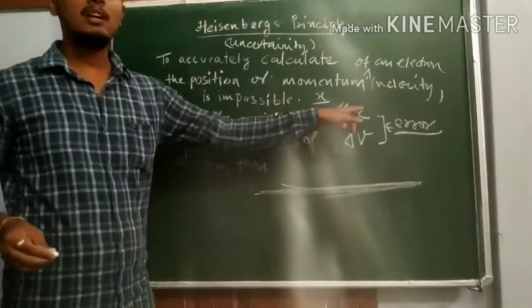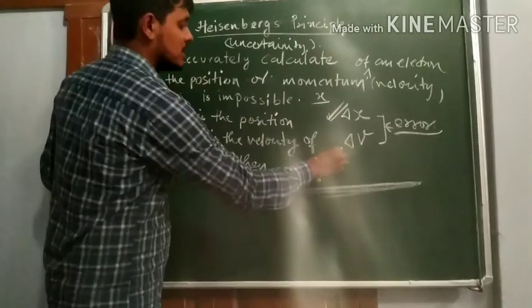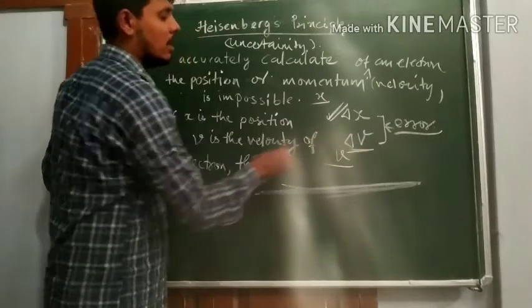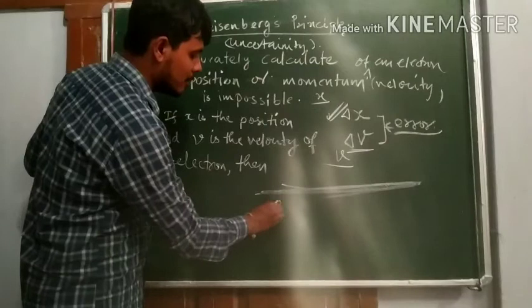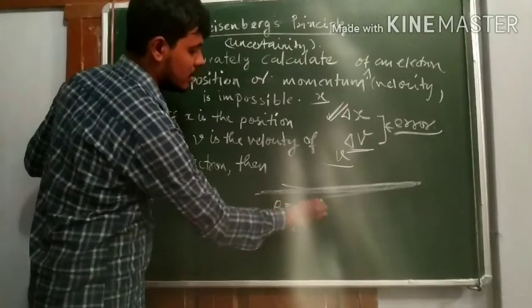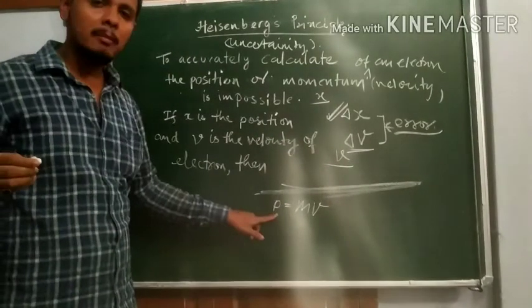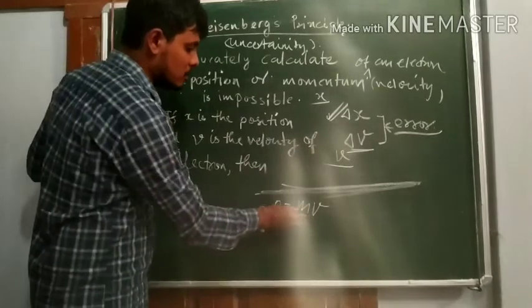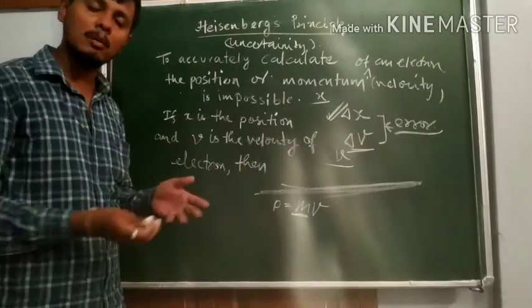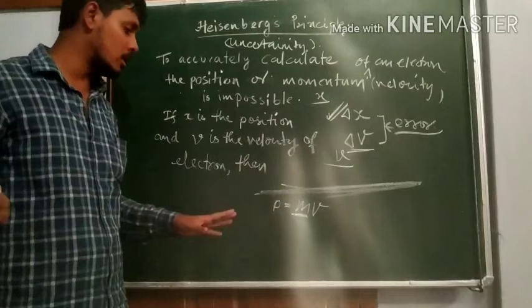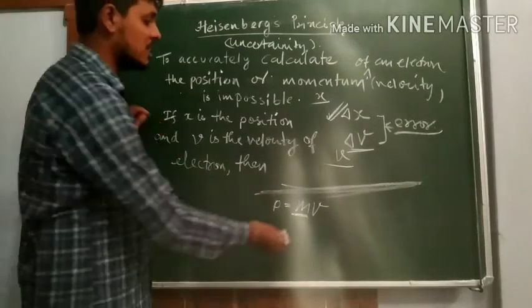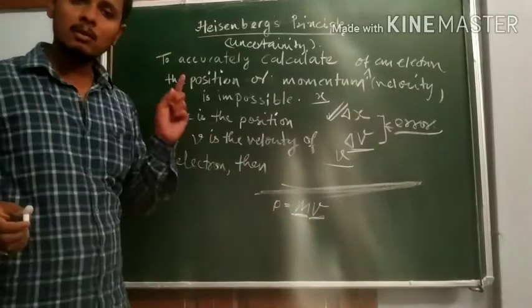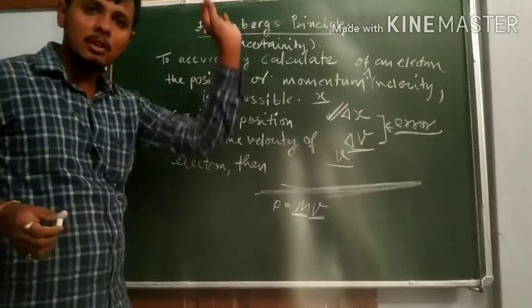If I calculate the position, if it is x, then there will be an error delta x. If the velocity is v, then there will be an error delta v. So what is momentum? p equals mv. We know the mass is certain, there is no uncertainty in the mass. The mass will be constant, but the momentum will be uncertain when the velocity is uncertain.